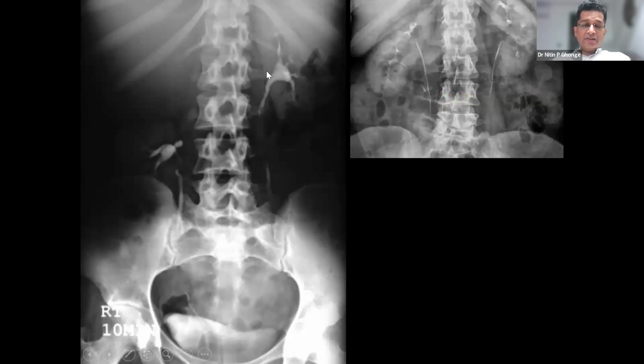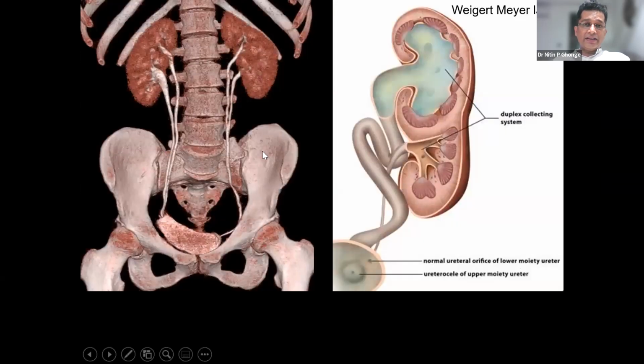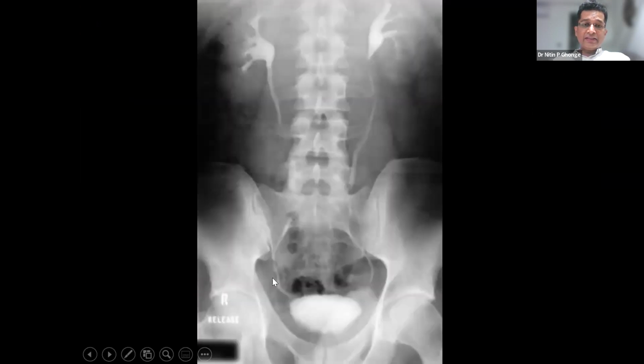So this is a normal left kidney. Here you can see the drooping lily appearance of the kidney on the right side because of the duplex moiety on the right side. So you are all aware of the Weigert-Meyer law, which determines which moiety is in the lower part and which moiety is in the upper part. The cobra head appearance is because of the edema surrounding the ureterocele, which is seen as a filling defect in the urinary bladder, as we can see here in this case.